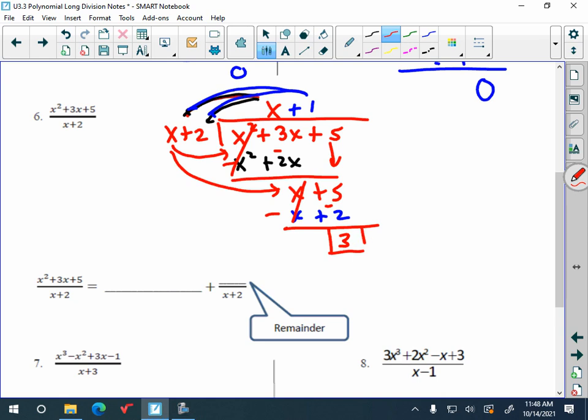So the way you write your answer, you take the top part, which is x plus 1, and then plus, and then our remainder is 3, and then you're going to put it over what you were dividing by, x plus 2. So the remainder you add on as a fraction. So it's the number over what you were dividing by.